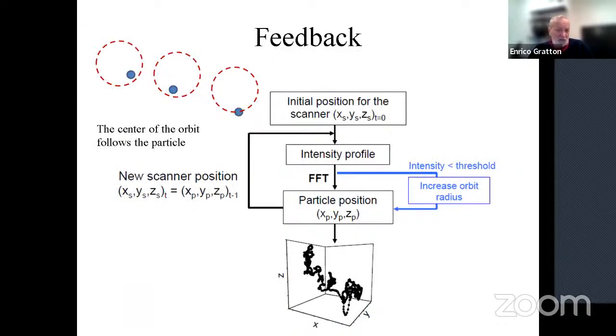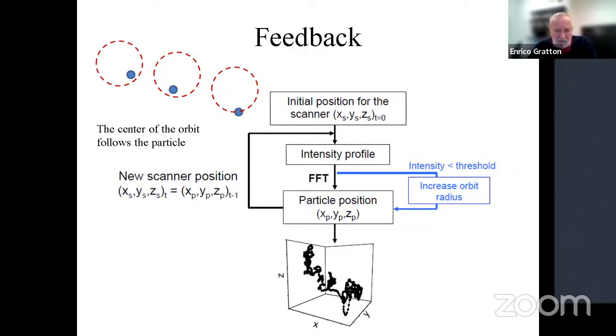So we start in one position, whatever it is, and the initial position of the scanner is given to the computer. Then we have the intensity profile that is done by going around. The intensity profile gives us, after Fourier transform, the phase and the modulation of the system. If the modulation is too high, it will move in that direction. If the modulation is 0, of course, it will not move.